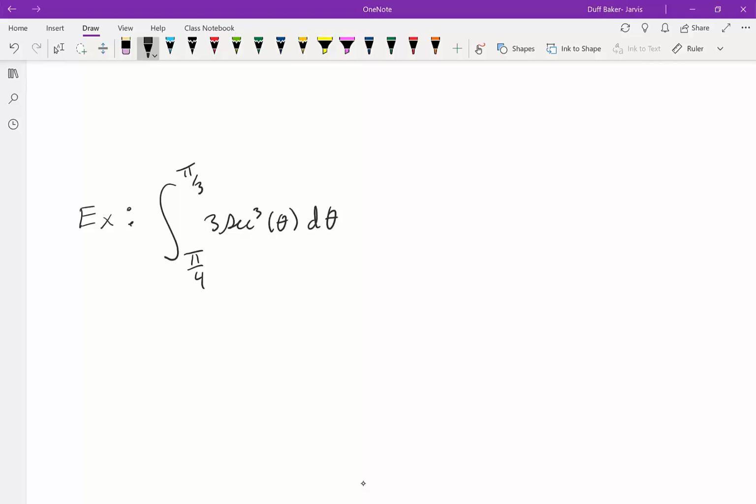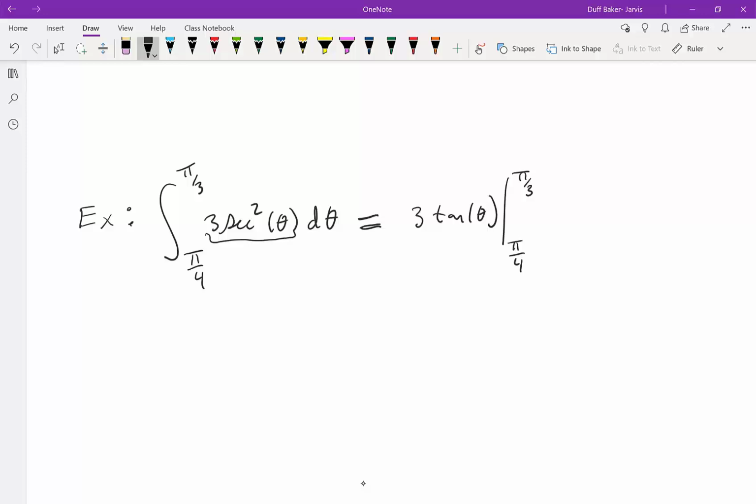Okay, so sorry, I meant secant squared, because secant cubed would be much harder to find the antiderivative of. So this one, again, you have to think: what's the antiderivative of secant squared? What thing has secant squared as its derivative? If you think about it, that's just tangent. So you end up with the antiderivative being 3 tangent of theta, and then we're going to evaluate that from pi over 4 to pi over 3.